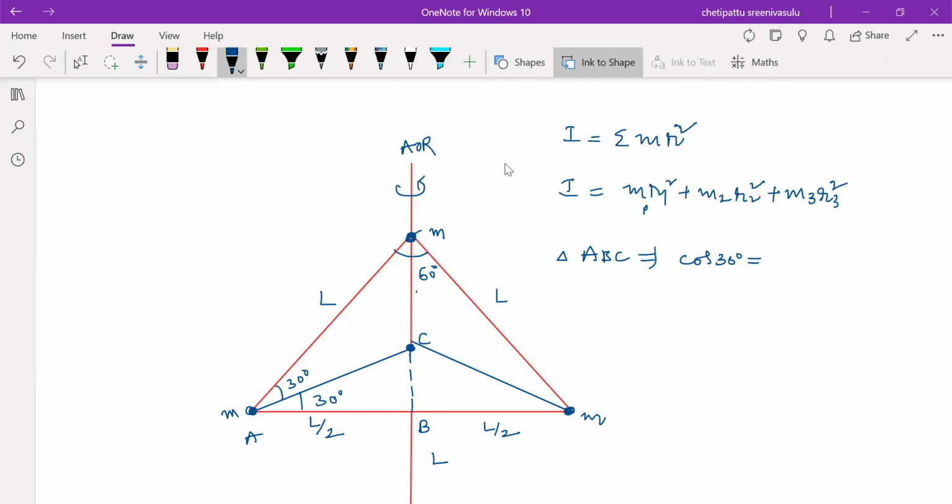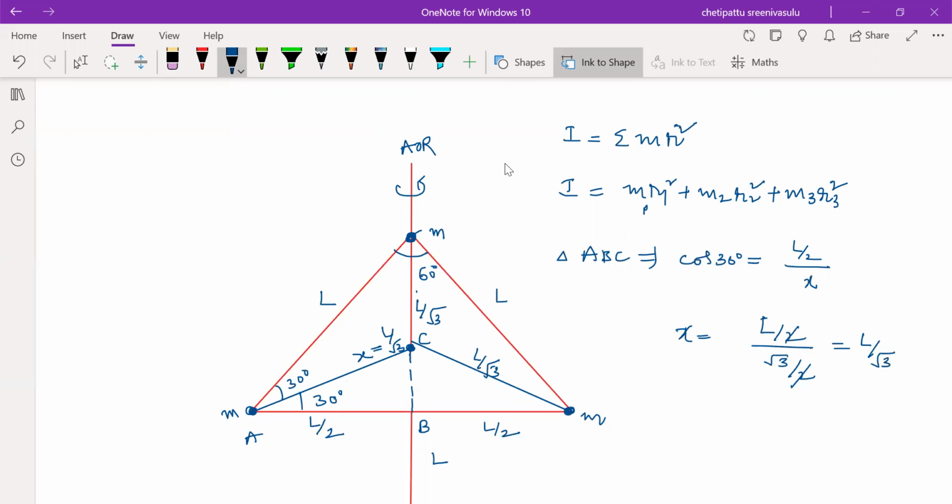So cos 30 degree is adjacent side L by 2 by hypotenuse. This hypotenuse we don't know, assume it as x. Find the x value: x equals L by 2 by cos 30. Cos 30 is root 3 by 2. 2 gets cancelled. Finally, we get L by root 3. So the x value is L by root 3. This distance is L by root 3, and this distance is also L by root 3.